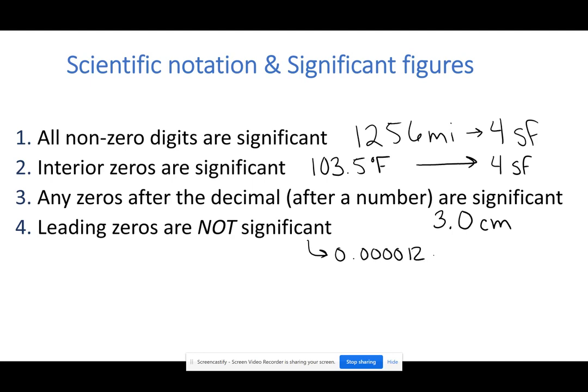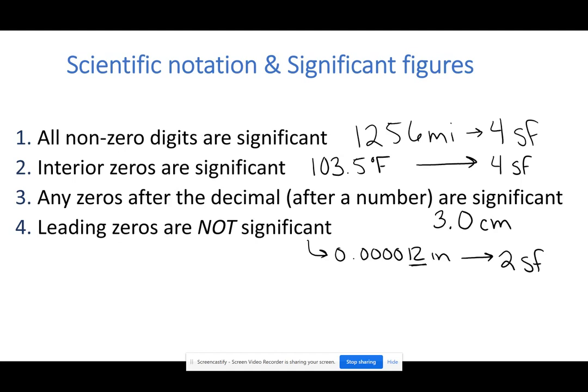0.000012, we'll say inches. Okay. So the first 5 zeros that I put down are all leading zeros. They're simply placeholders. They're telling us about the magnitude of this number. So they are not significant. The only two values that are significant in this number are the 1 and the 2. So there's 2 sig figs in this number.